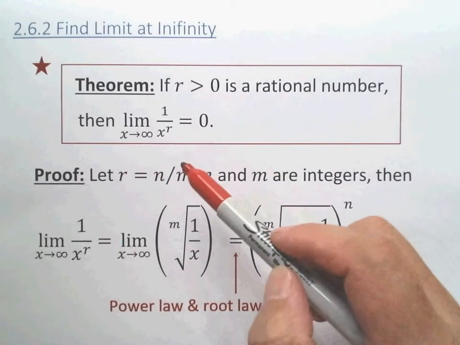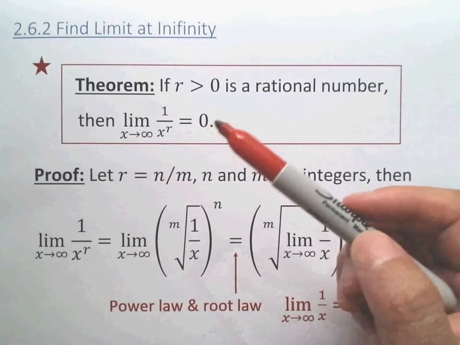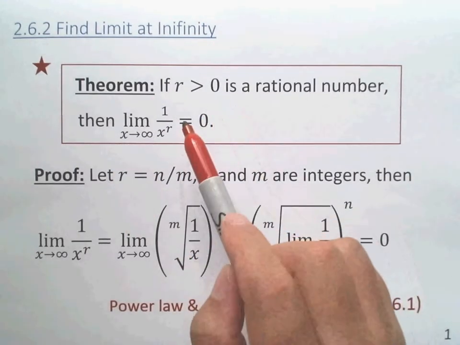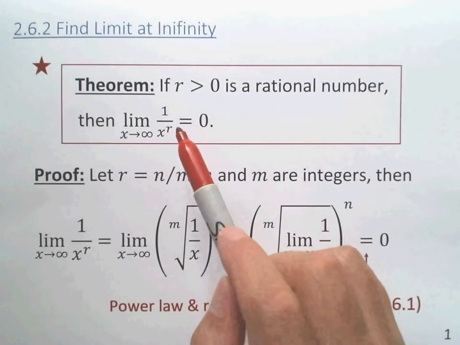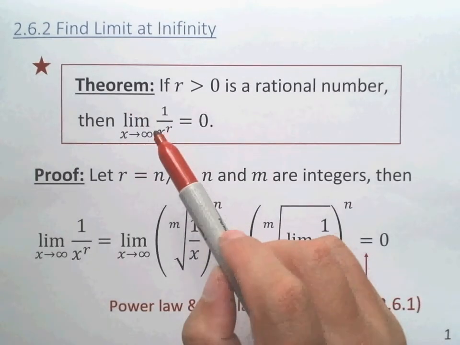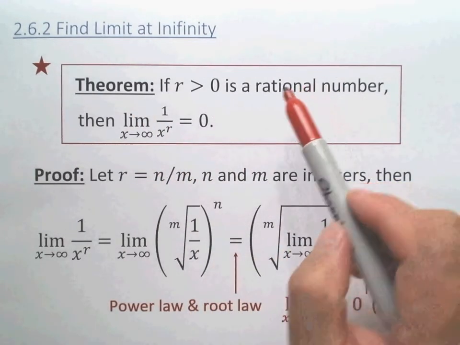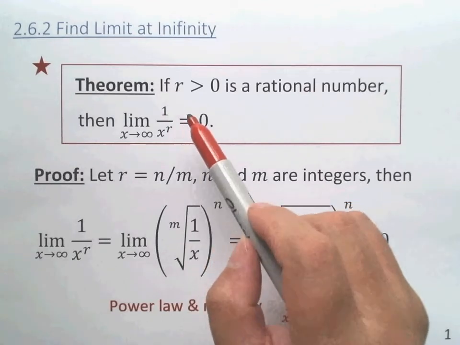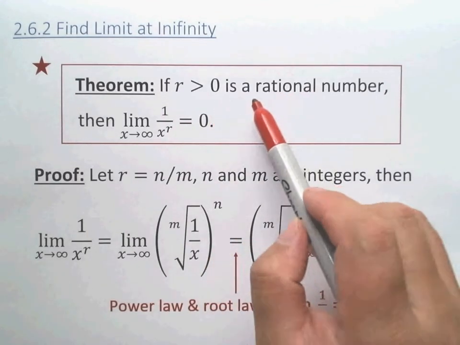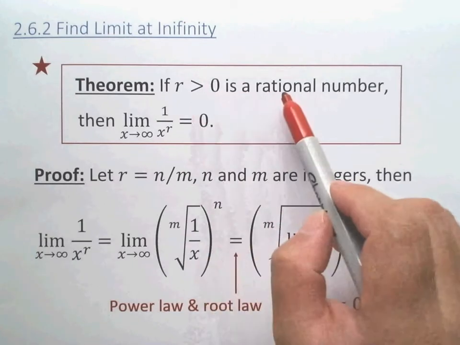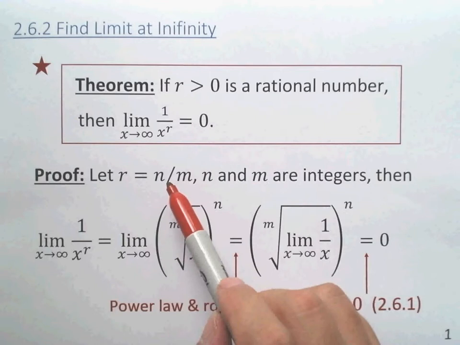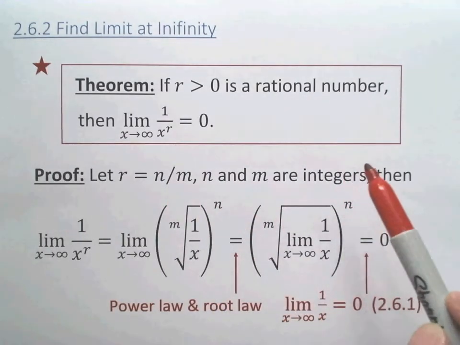down to 0. Okay, intuitively this should be true, but how do we prove it exactly? Because later a lot of examples are going to use this theorem, so we need the proof. First we look at it: this r is a rational number. We can write the rational number in this way, where m and n are integers.